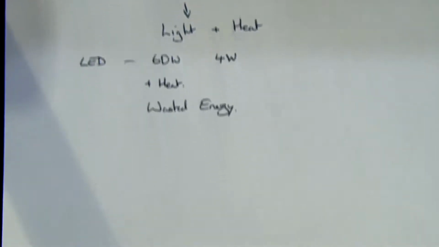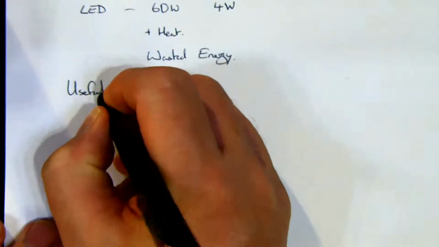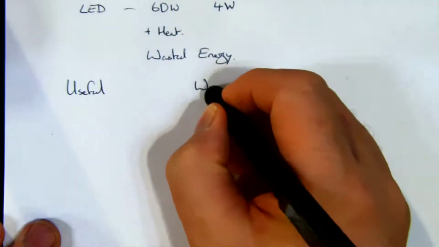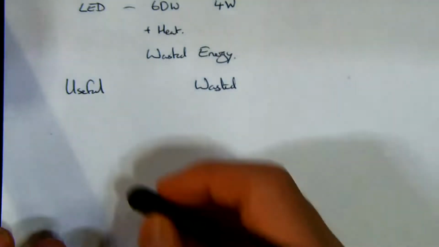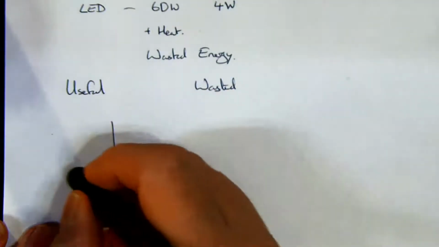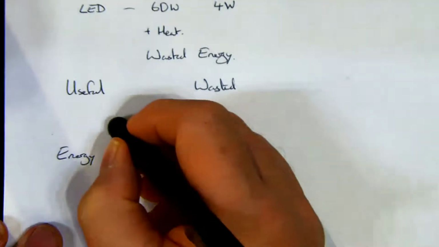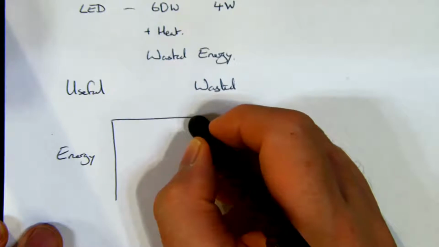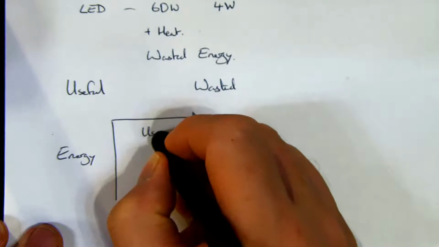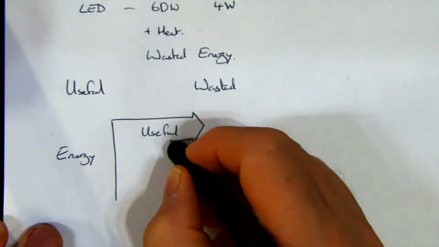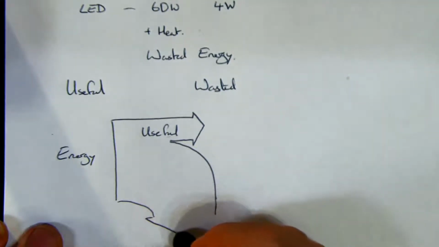So we've got two terms that we want to think about: useful energy and wasted energy. We think of this as putting some energy into the system, and this energy into the system, we either think of as being useful or maybe wasted.